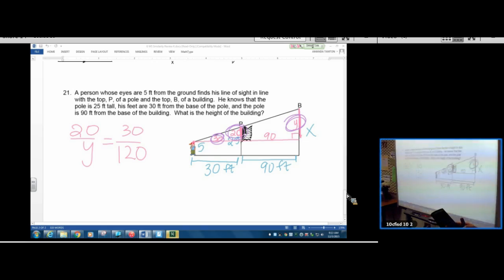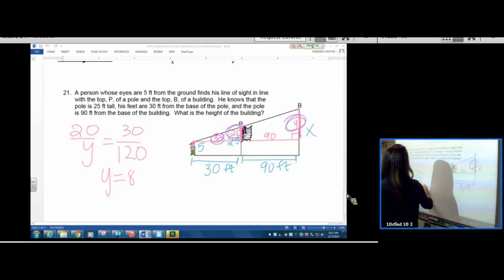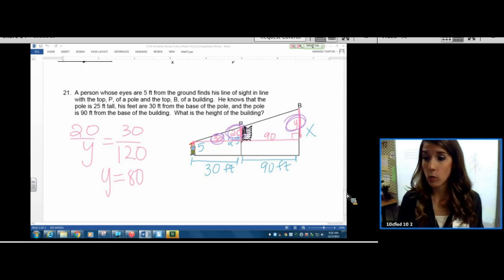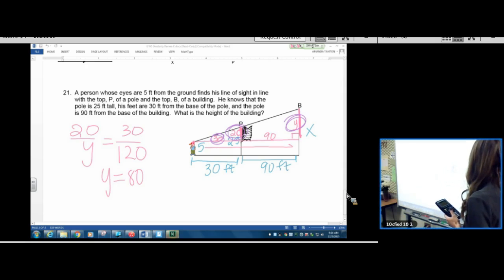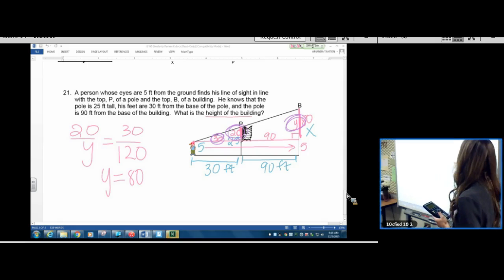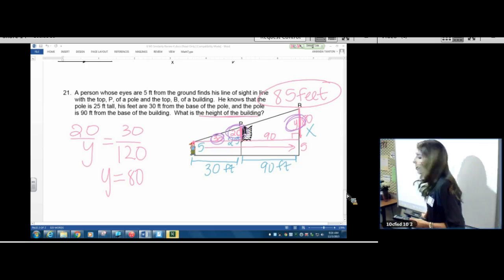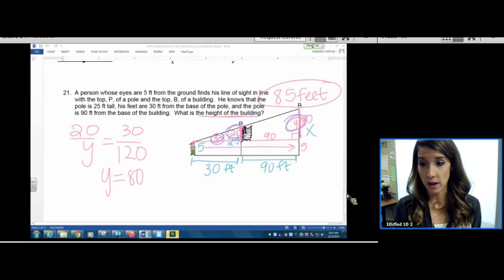We will cross multiply 120 times 20 divided by 30, and we get y is 80. We didn't just want to know what y was, we wanted to know what x was. So we could take this value and slide it over here. This was 5. We just found out this is 80. So what's the height of the building? It's an 85-foot tall building. So, not a difficult problem, but a tricky problem. Now you know the trick. All right?